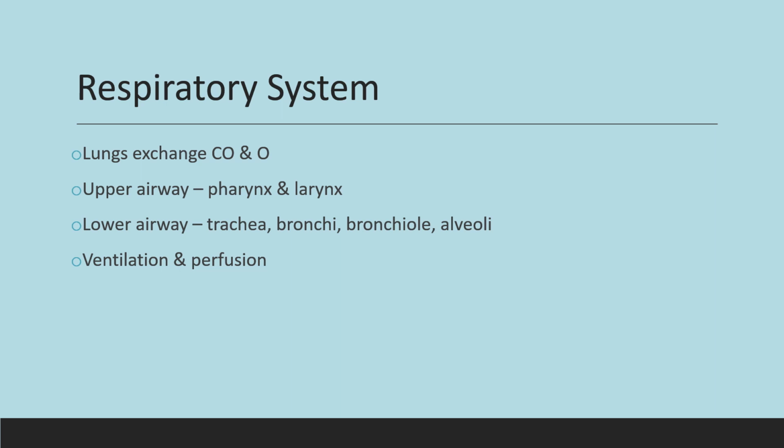The pharynx is subdivided into the nasopharynx, or the nasal area, and the oropharynx, which is the throat or the mouth. This will warm, filter, and humidify the air. The larynx is the vocal cords.